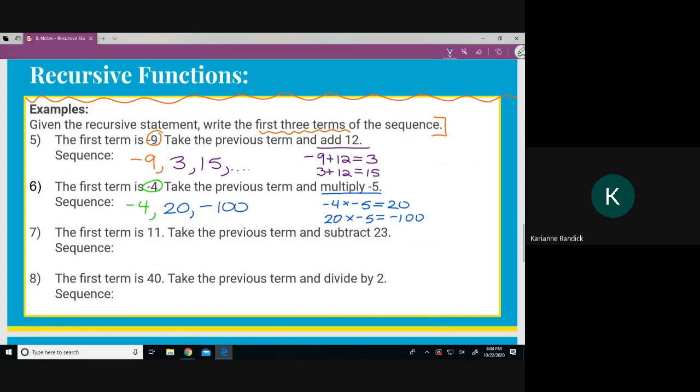Notice that it's okay that the negatives kind of alternate because you're multiplying by negatives. So you're going to keep bouncing between positive and negative numbers. You could choose to do your comma, dot, dot, dot. Doesn't matter.